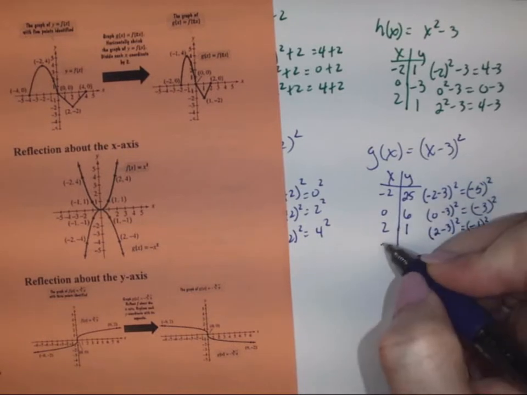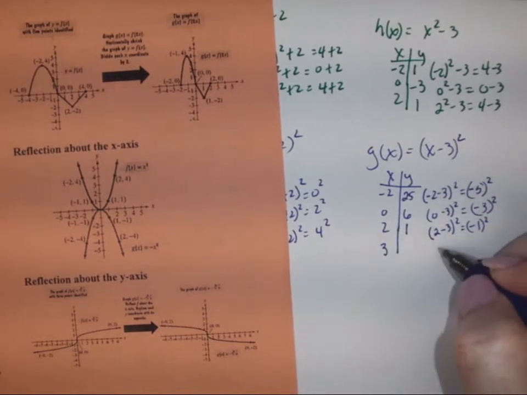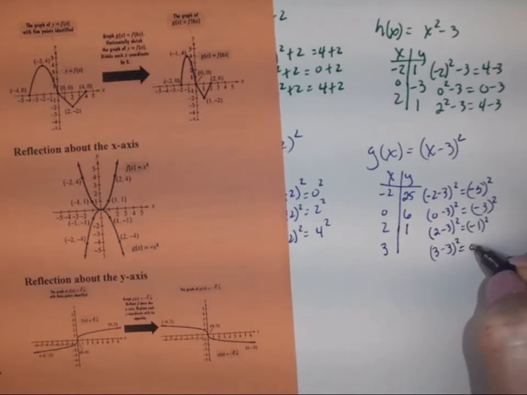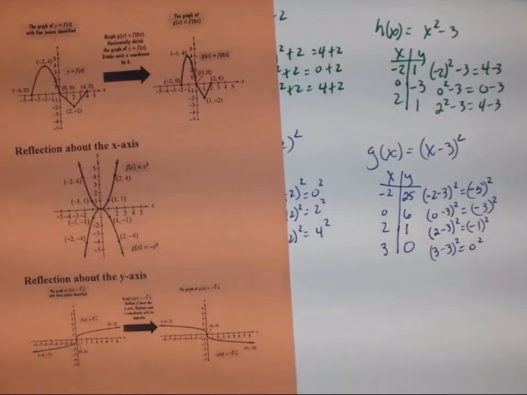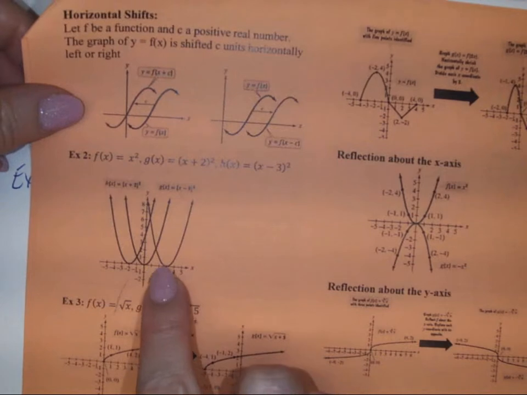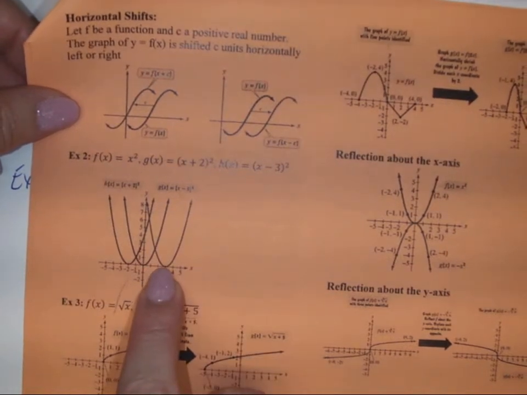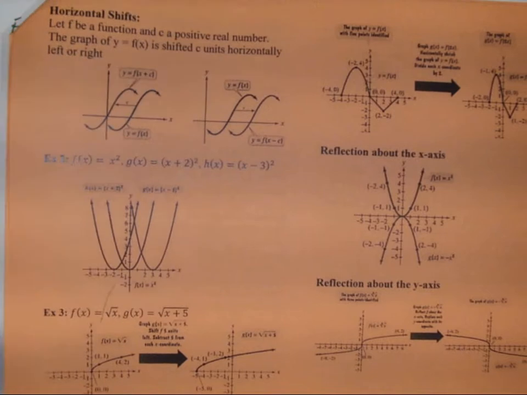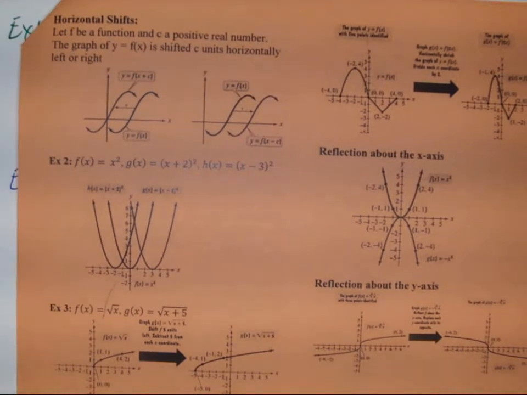So if I do 3, just so you can see this, I get 3 minus 3 squared. Well, that's 0 squared, so that would get me the 0. So you can see that the value ends up being right there. So it really does work out that way with the y. It's opposite of what you think it is.